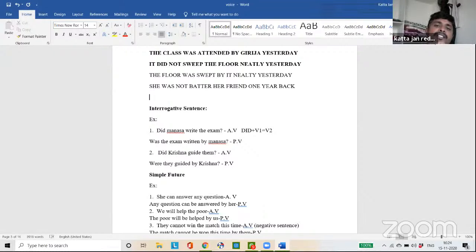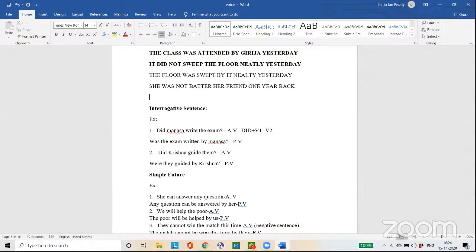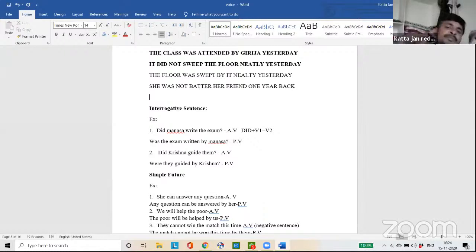Do you know the answer for this? If yes, say the answer. No, sir. Okay. See, actually, it seems to be in the passive voice, right? It seems it is in passive voice. Let me tell you why we should consider it passive voice.